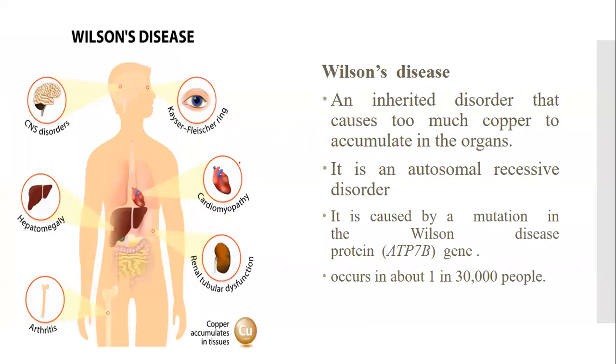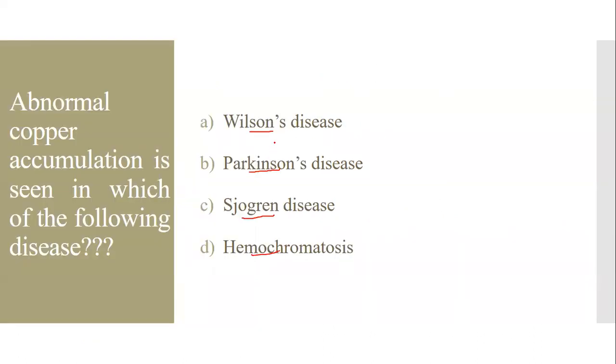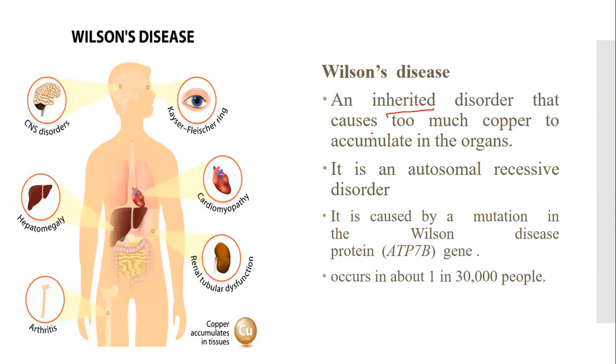First is Wilson's disease. It is an inherited disorder that causes too much copper to accumulate in the organs. So our question was abnormal copper accumulation, so this is the correct answer. It is an inherited disorder in which lots of copper accumulates in the patient's organs. So it is considered an autosomal recessive disorder.